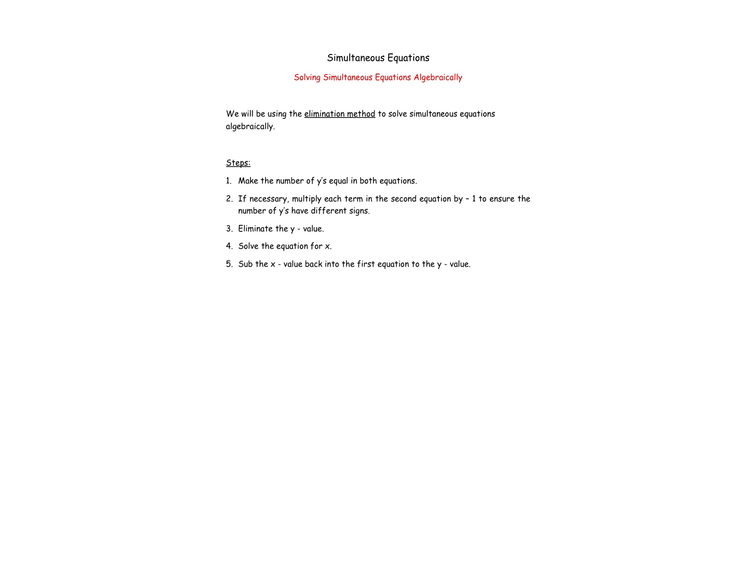There are 5 steps for solving simultaneous equations algebraically. The first one is you make the number of y's equal in both equations. Then you make sure that the signs in front of y are different, and to ensure the signs in front of y are different, you multiply one of the equations by -1 if they are the same. Then you eliminate the y value, which is why it's called the elimination method. You solve the equation for x, then you sub the x value back into the first equation to find the y value. Now, that doesn't make too much sense if I don't go through an example with you.